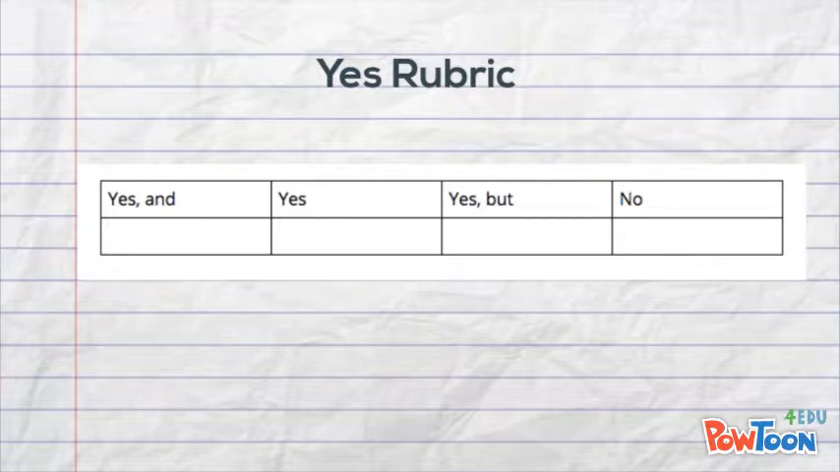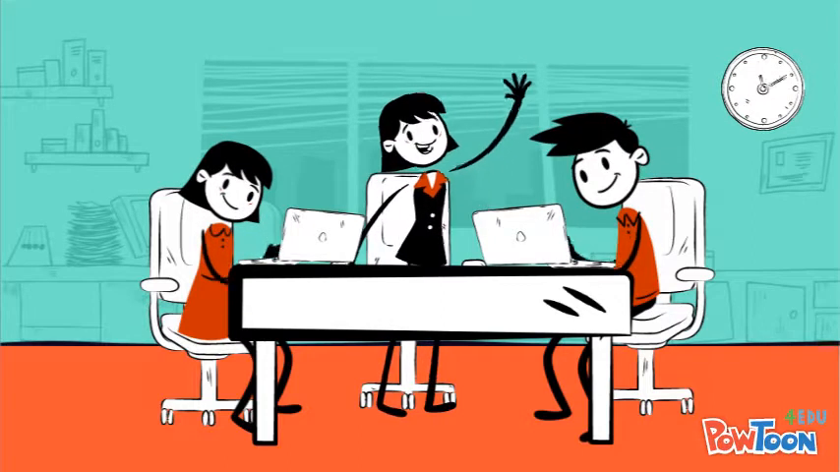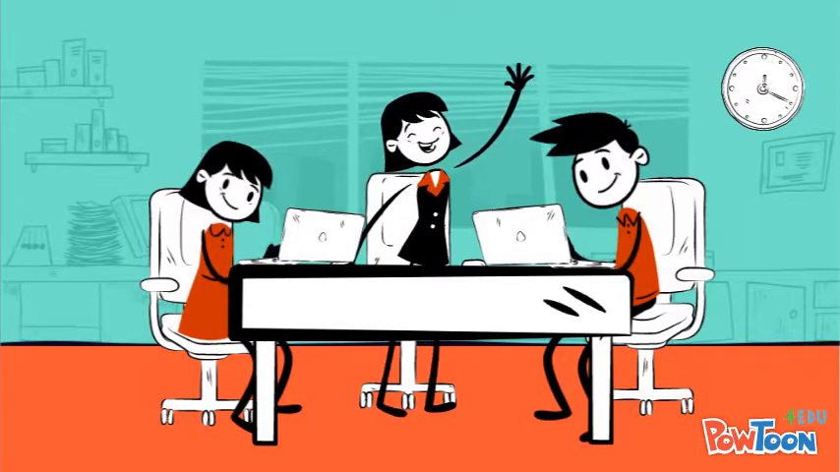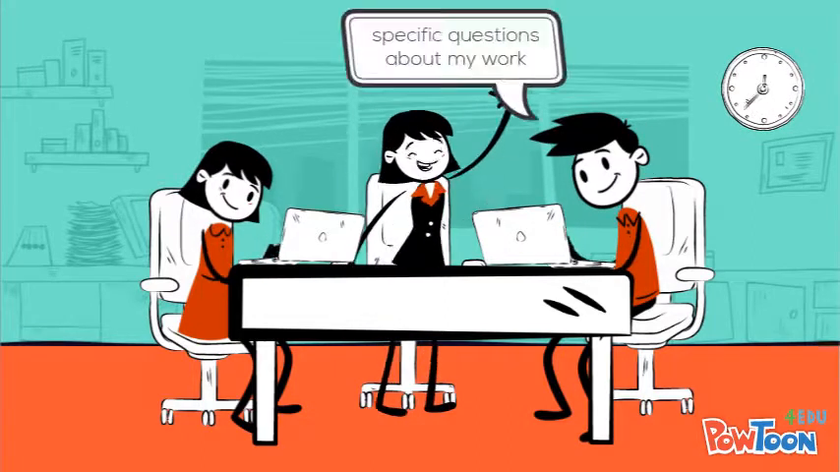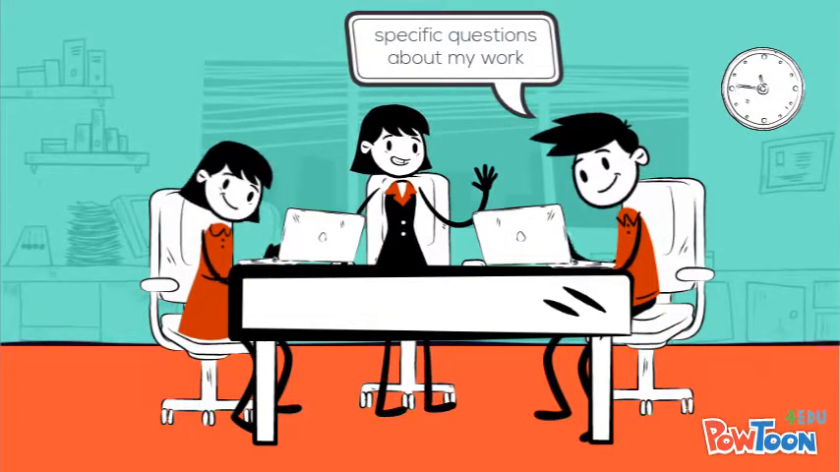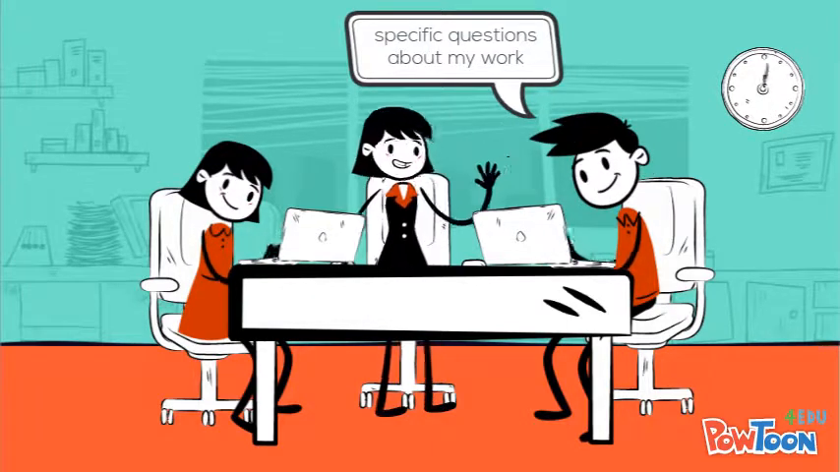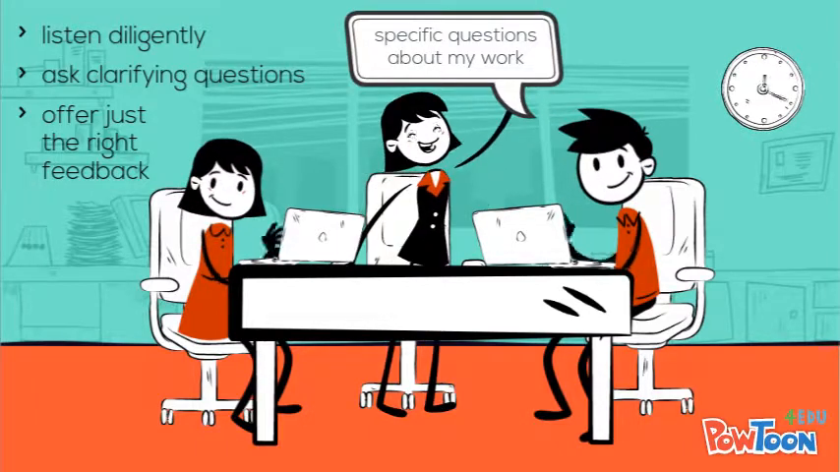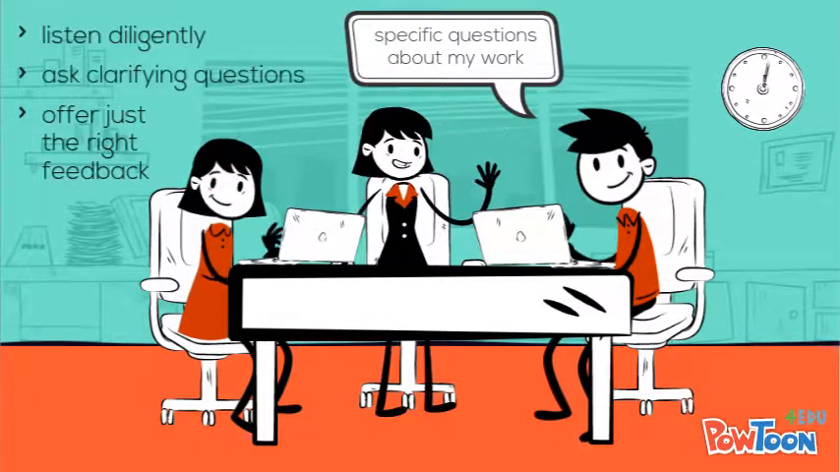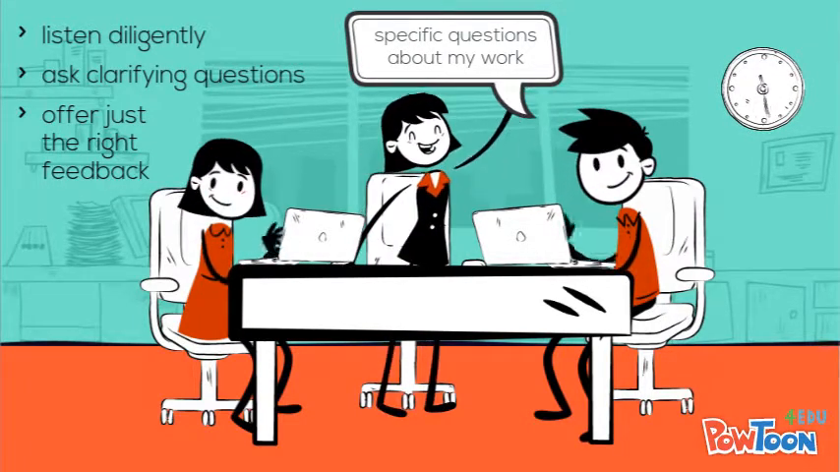Students need to learn to articulate what they need. When they understand the success criteria and learning objectives, they should move from asking, "Is this okay?" to being able to identify specific questions or needs they have about how their work meets the criteria. It is then the responsibility of the reviewer to listen diligently, ask clarifying questions, and offer just the right feedback. Feedback is meaningless unless we teach kids to be specific.